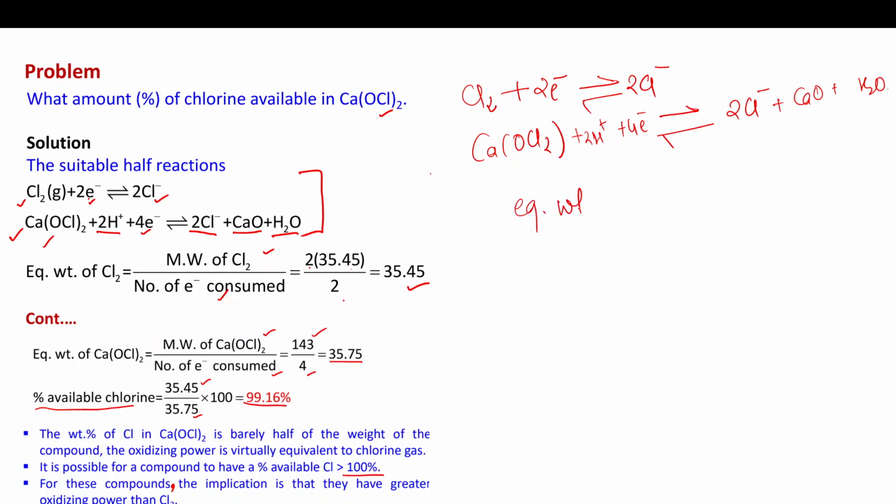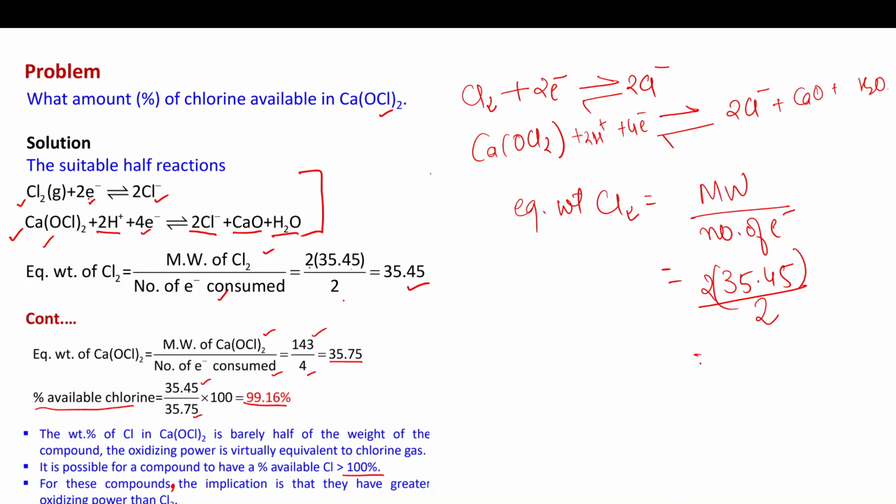So equivalent weight of chlorine will be molecular weight divided by number of electrons exchanged, which is 35.45 into 2 because it's in the form of Cl2, divided by the number of electrons, which will be 2. So it will be nothing but 35.45.